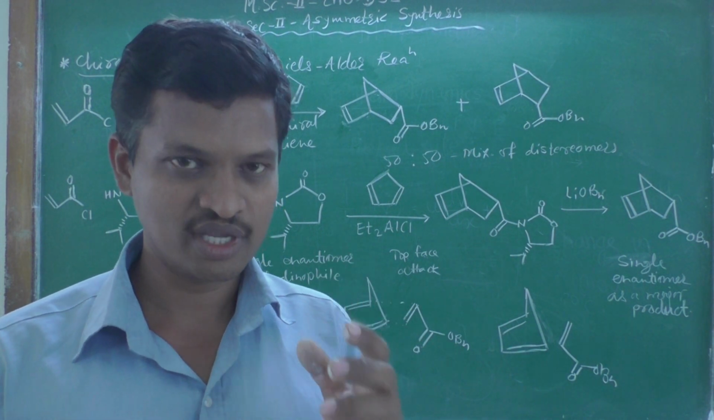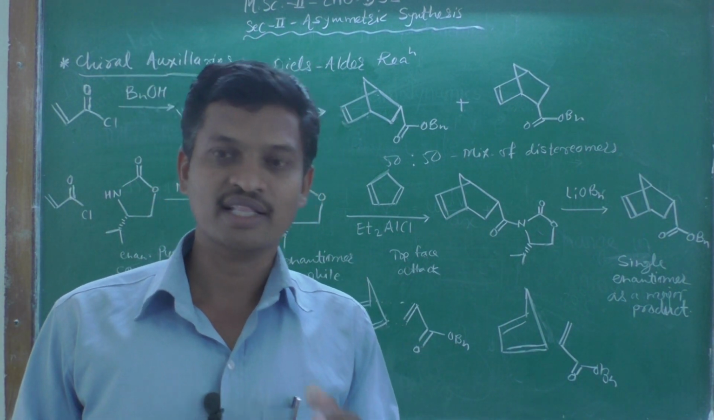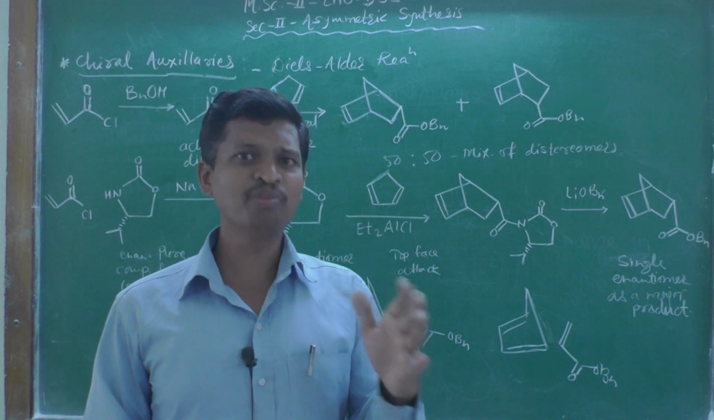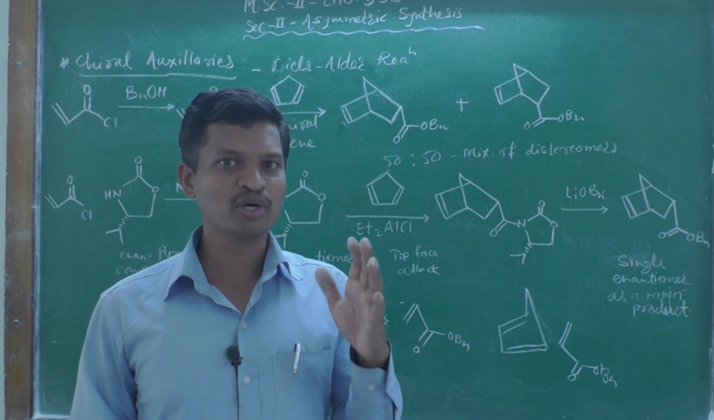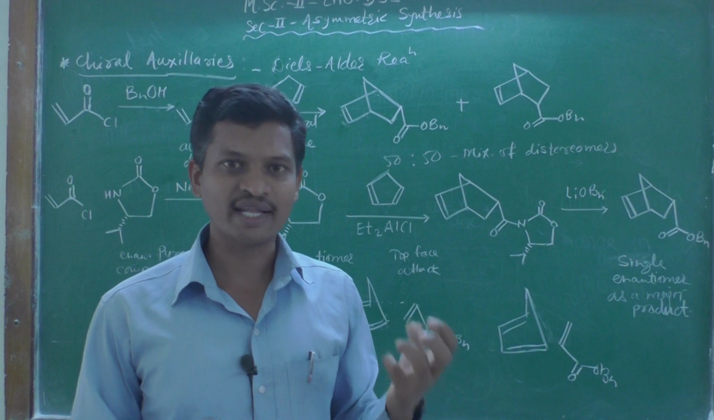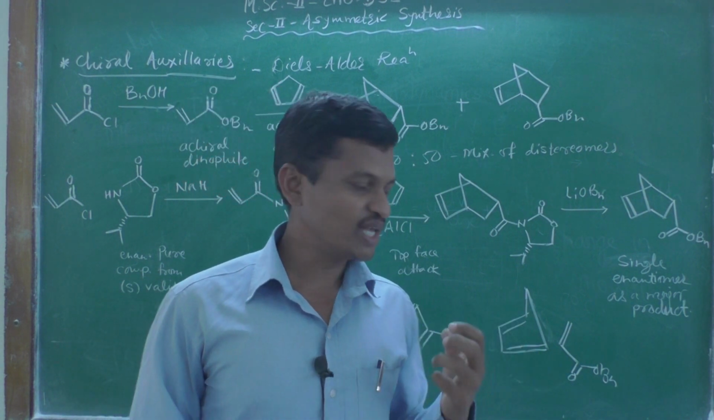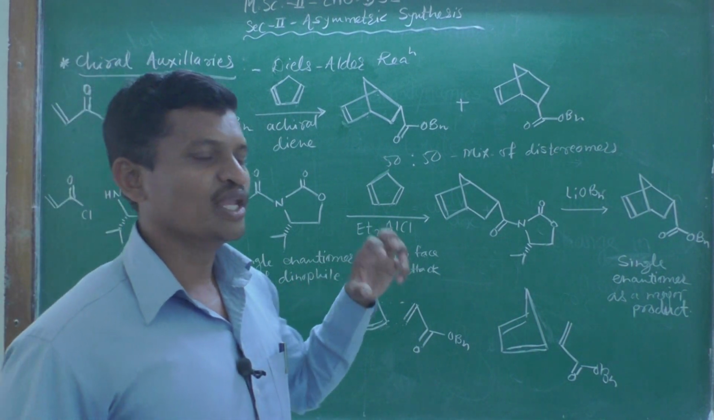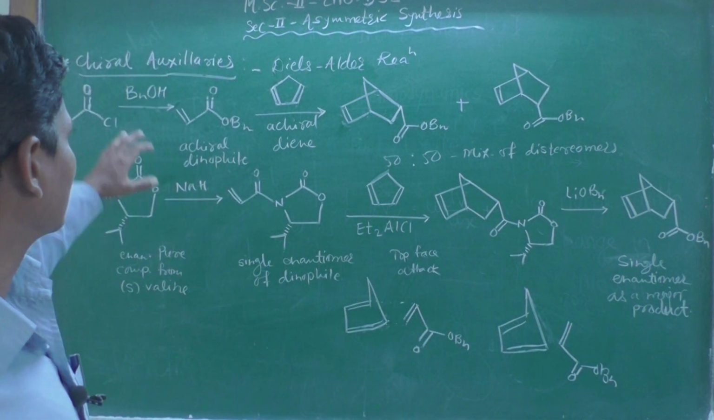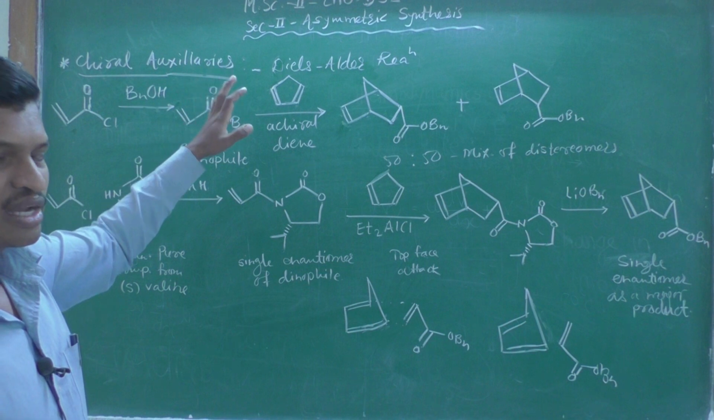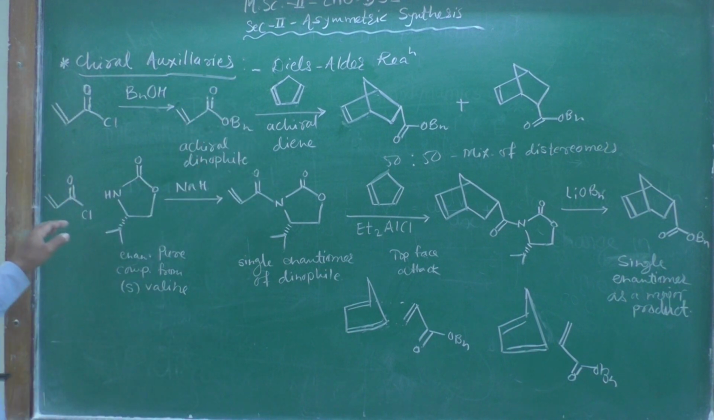Hence we get an enantiomerically pure product, and there is no formation of a 50:50 proportion of two diastereomers. So a new concept is introduced, and that concept is known as chiral auxiliary. Now what is this chiral auxiliary? Let us see here.